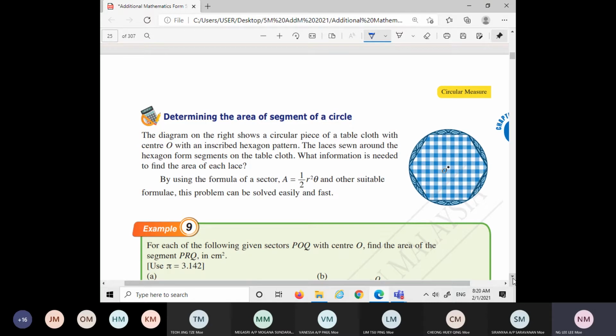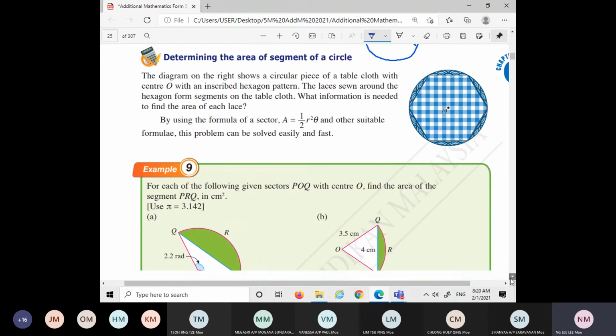Okay, so still remember the shape of the segment. This is a circle. Then you have a chord, minor segment. So this is the segment. Now, how to find the area of segment? We go down. We straight away look at this example.